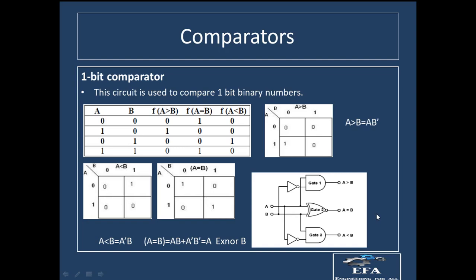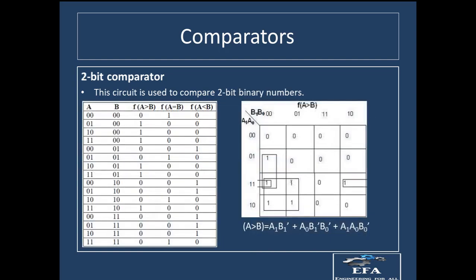Let us move on to the next part, that is the 2-bit comparator. When we talk about the 2-bit comparator, we will have two numbers, A and B, and these two numbers will now be of 2 bits each. So A is 2-bit and B is also 2-bit. In total we will have 4 bits at a time, and out of those 4 bits we have to compare 2 bits each.